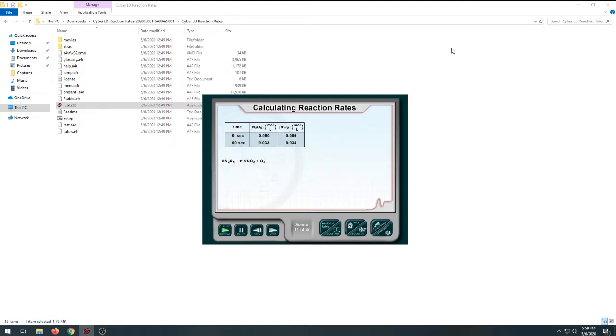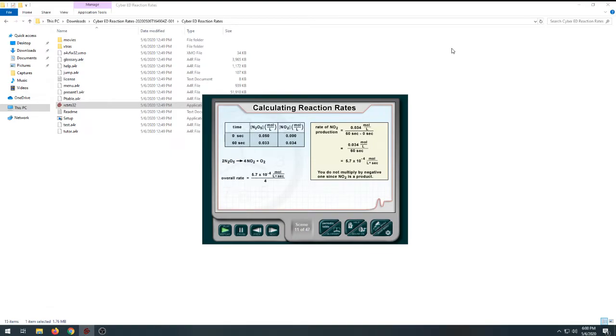Earlier, you saw that when 0.017 moles of dinitrogen pentoxide decomposed in the first minute, 0.034 moles of nitrogen dioxide were created. Using this data to solve for the reaction rate of nitrogen dioxide gives the value 5.7 times 10 to the negative fourth moles per liter second. Note that in this case, you do not multiply by negative 1, since nitrogen dioxide is a product.